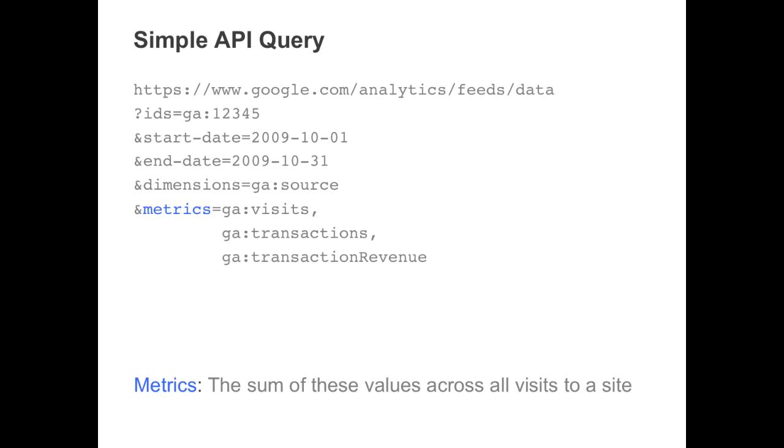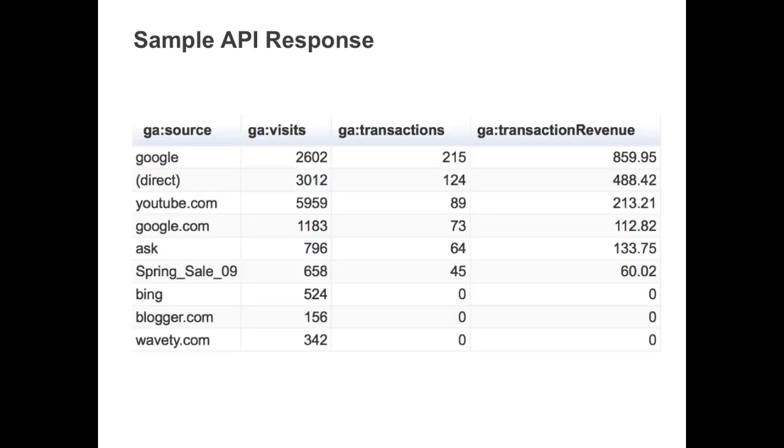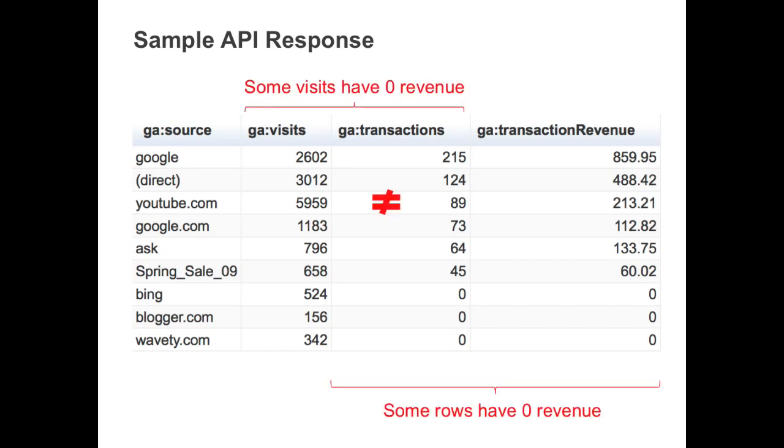Now when we make a request with this query to the API, we get a lot of XML back. That XML can be transformed into a table which looks like this. There are 2 important observations about the data returned. First, some rows have $0 in revenue. Second is that the number of visits and number of transactions for each source are very different.